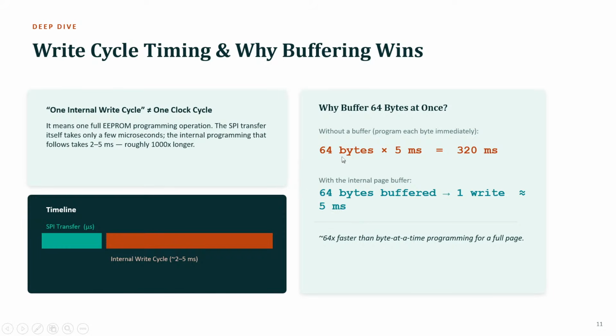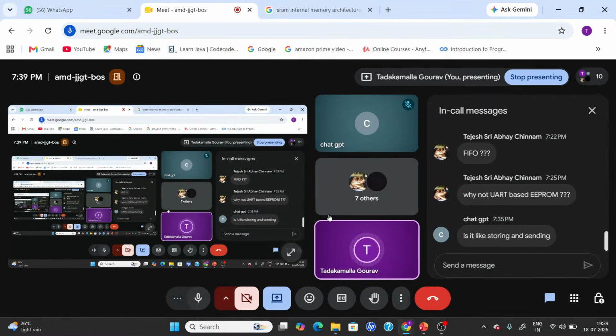That's it. But if you don't have any particular internal buffer, then for each byte of data you're going to take 5 milliseconds, so for 64 bytes of data you're going to take a total of 320 milliseconds to fill the entire array. But using a buffer, it's going to take only 5 milliseconds of time. That is the reason we are going to use an internal buffer, so that the internal buffer is going to program all the arrays within 5 milliseconds. Is it clear, guys? Why are we using an internal buffer?